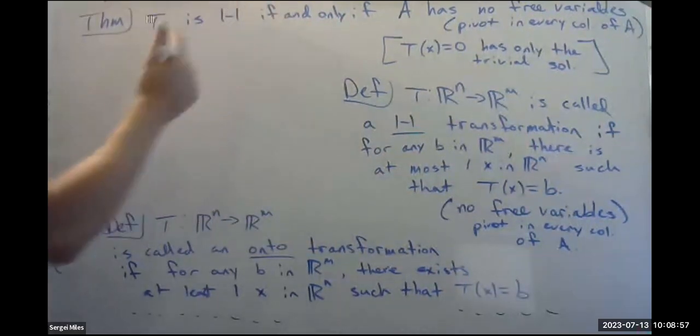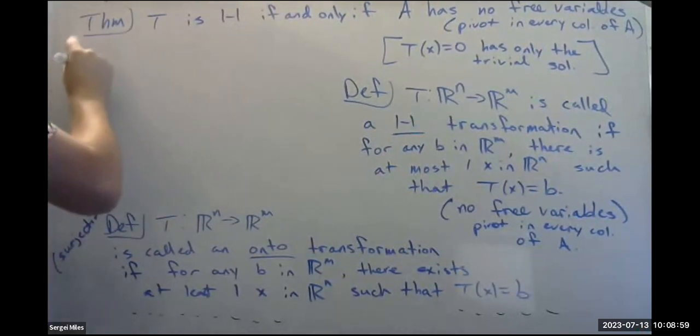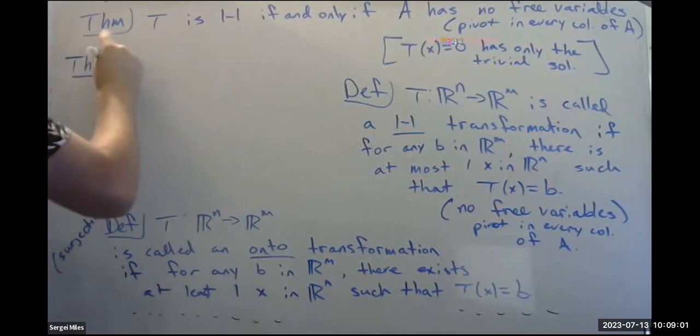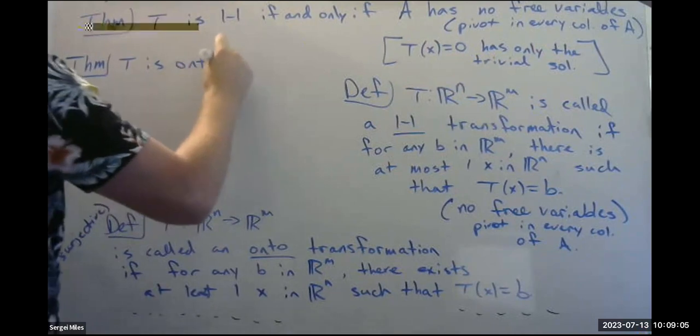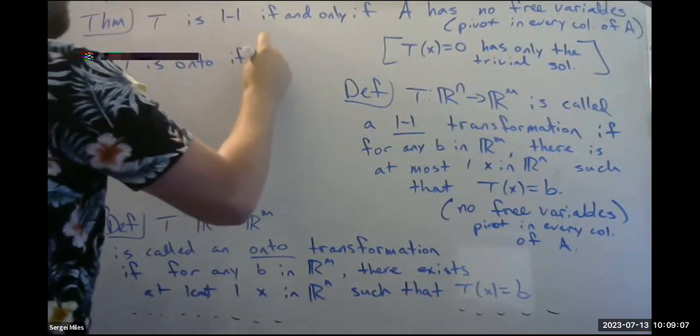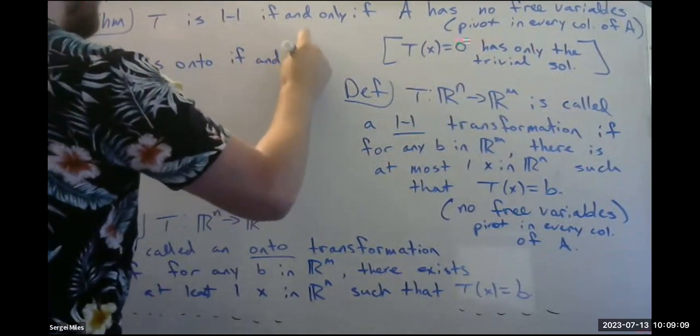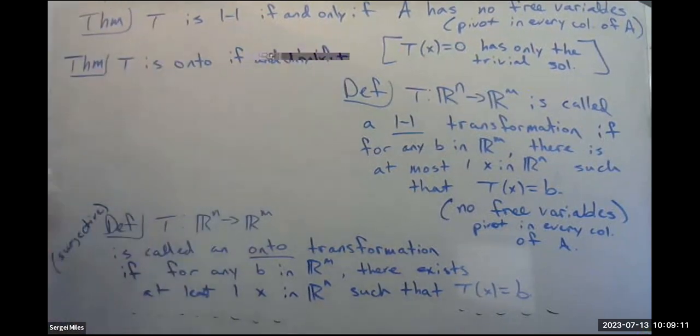So here's my one-to-one theorem. What does it mean to be onto? T is onto if and only if what?